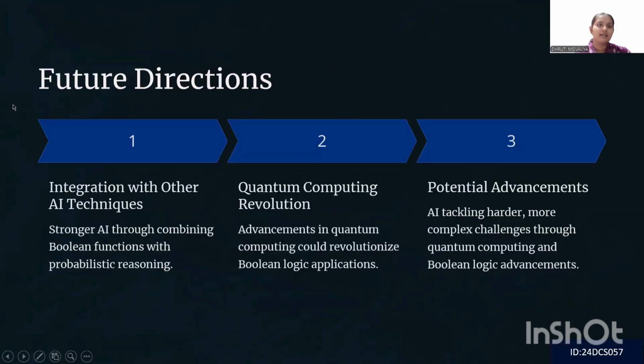What are the future directions? Here are three future directions: integration with other AI techniques, quantum computing, and potential advancement. Now see integration with AI techniques. Stronger AI through combining Boolean functions with probabilistic reasoning. Now see potential advancement. AI taking on harder, more complex challenges through quantum computing and Boolean logic advancement.